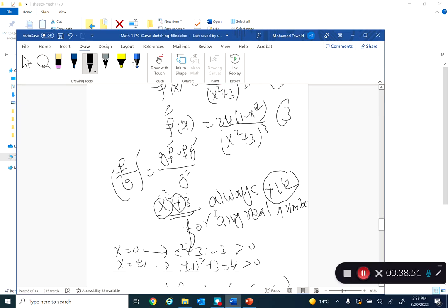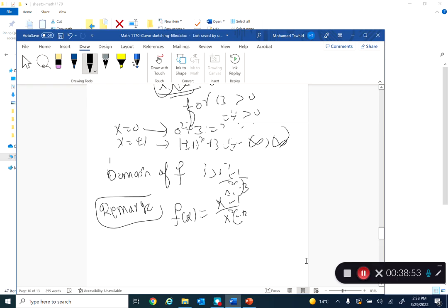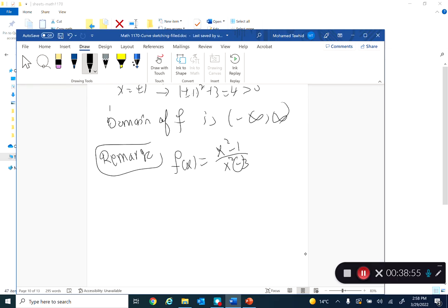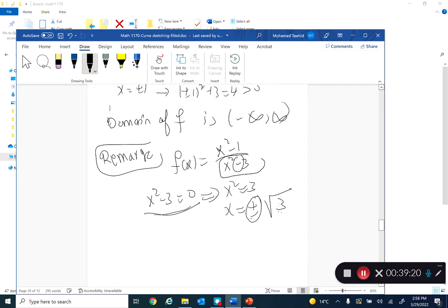Now, if you take x squared minus 3, I ask myself, is it possible to have x squared minus 3 equal 0? Yes. Let me show you how to solve this one. You can use the quadratic formula, or I solve it like this: x squared equals 3. So what is your x? Plus or minus square root of 3. That is the value that makes x squared minus 3 equal 0.